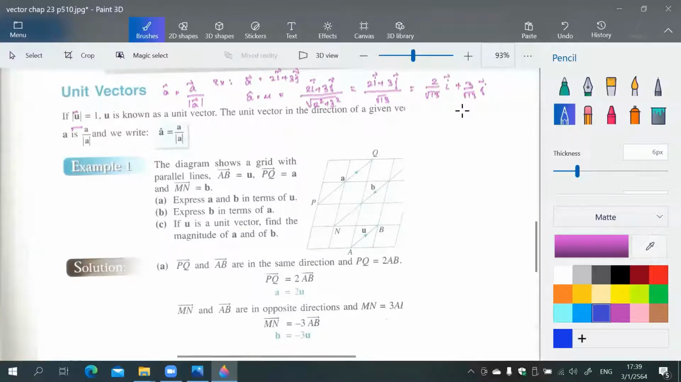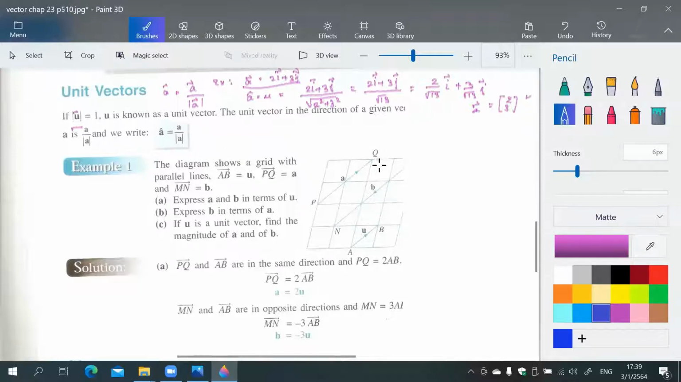But if you like the component form, your vector A is going to be 2 and 3. In component form, you have vector A equal to (2, 3), so 2 is the value of x and 3 is the value of y. That's the handout from before, but it's the same meaning for the unit vector.